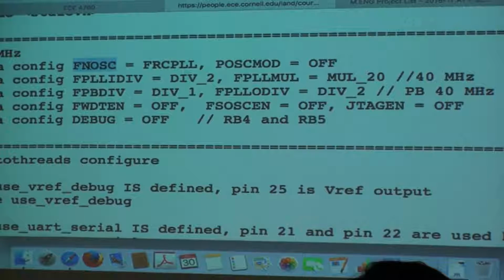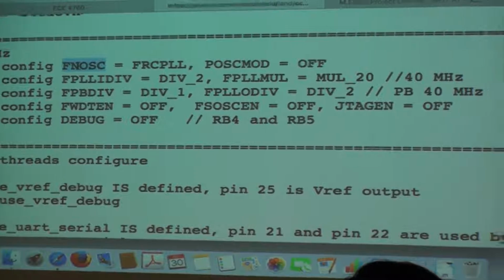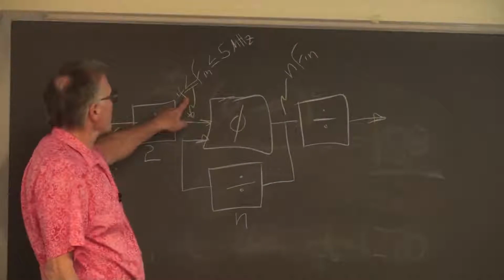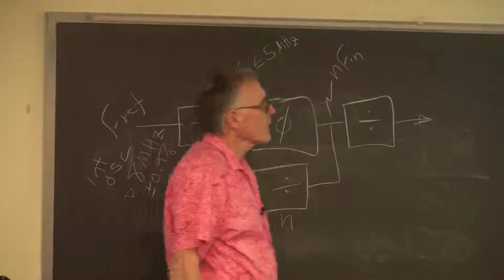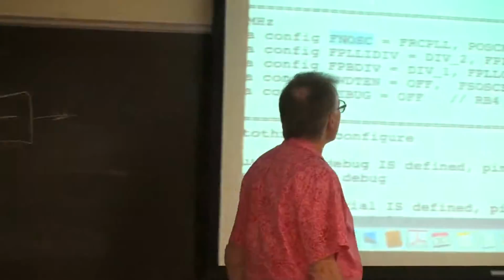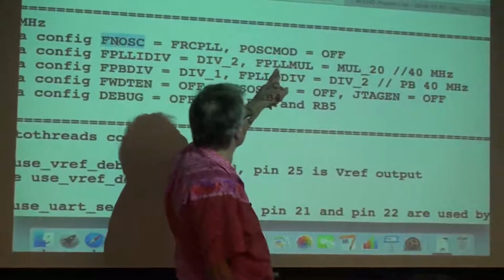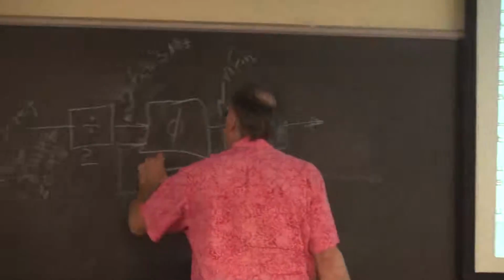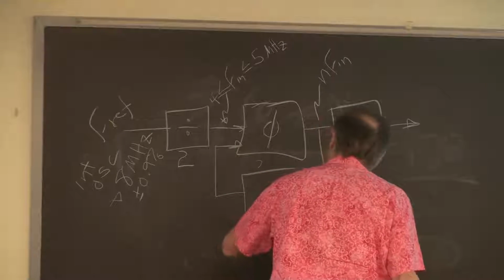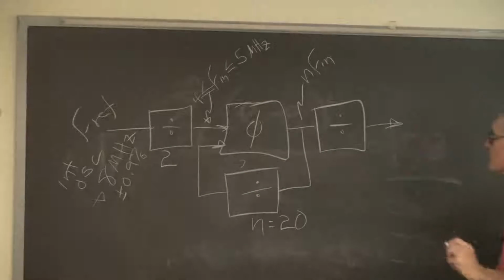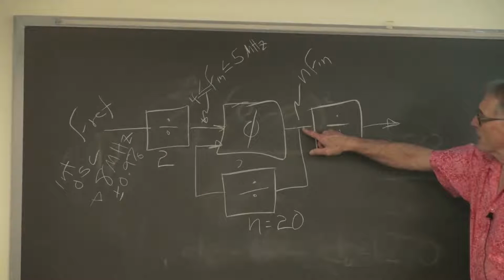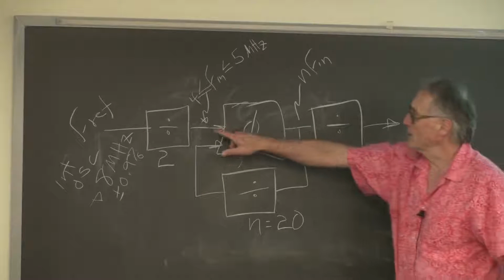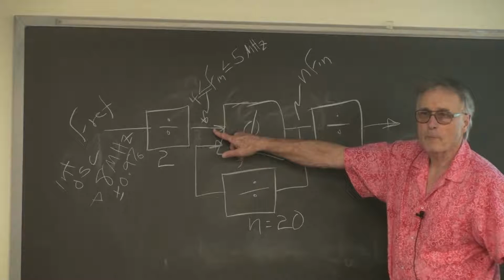If you change that to any other value, it won't work. I tried it. It really truly doesn't work. So this frequency is 4 megahertz. Now what I've done here in this code is to set the phase lock loop multiplier to 20. So n is equal to 20. So the frequency coming out of here is 20 times the frequency coming in.